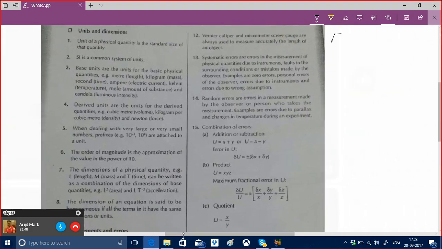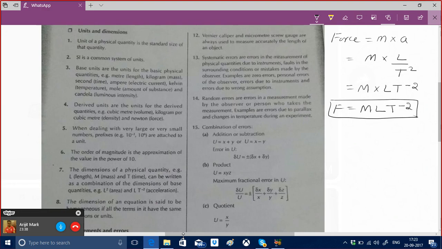Suppose you have to find the dimension of force. Fundamentally, you have to know the formula of force. Force equals mass into acceleration. Mass is defined as M, into acceleration, that means meter per second square, that means length upon time square. So you can write that as M into L T to the power minus 2. Combining this, it will be M L T to the power minus 2. So that is the dimension of force, clear?